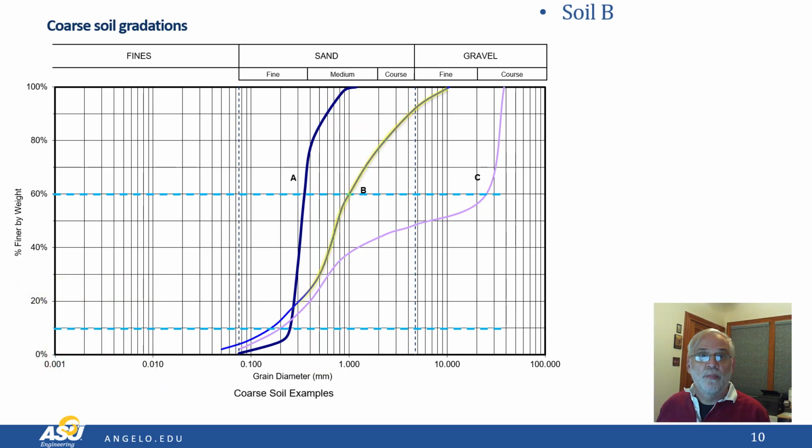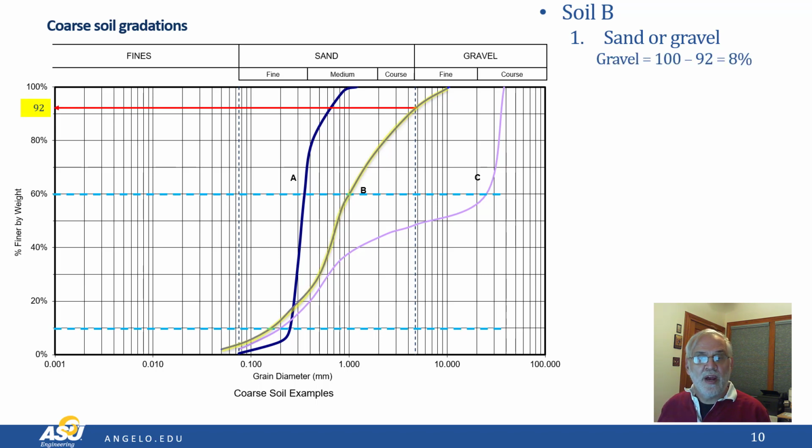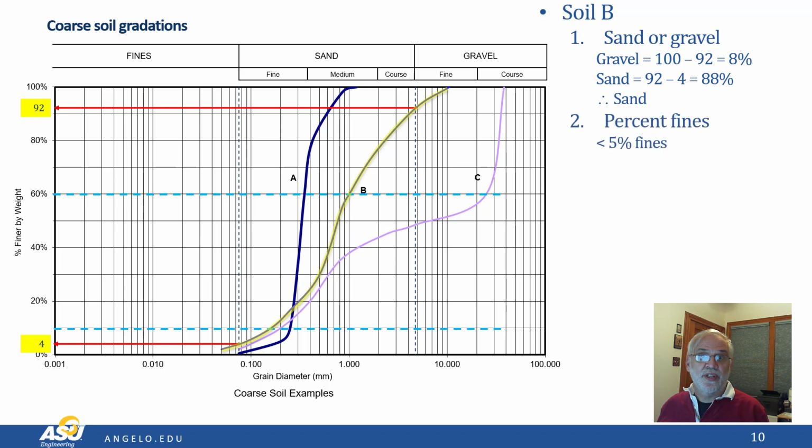Next, we'll look at soil B. Our first step is to determine if there's more gravel or more sand. We see that 92% of the soil passes the number 4 sieve, so the percent gravel is 100 minus 92, or 8%. The percent finer than the number 200 sieve is 4%. So the percent sand is 92 minus 4, or 88%. So the soil is a sand, which was already obvious from the grain size distribution curve. Question 2 is about the percent fines. In this case, there are 4% fines, which is less than 5%, so this is a clean sand.